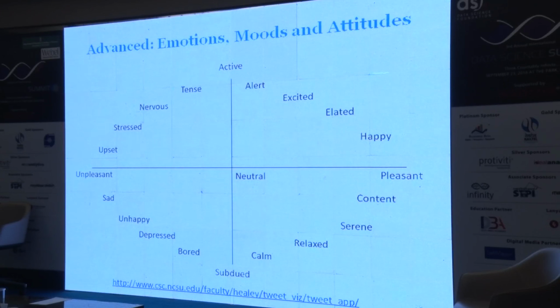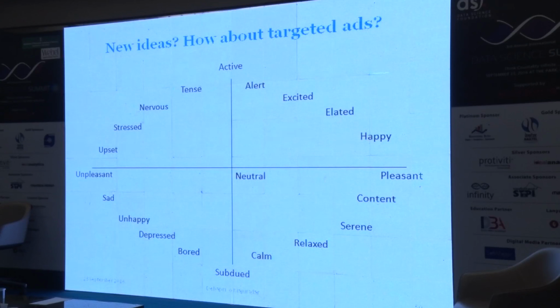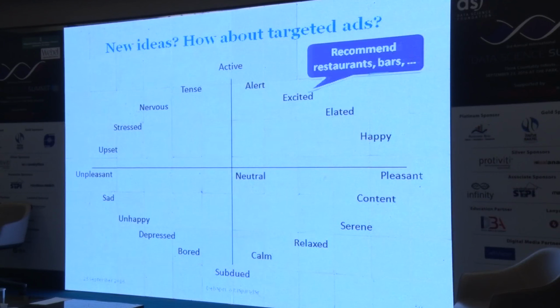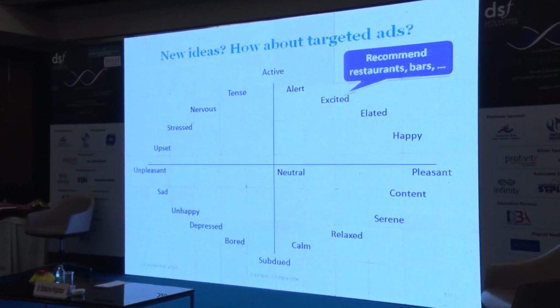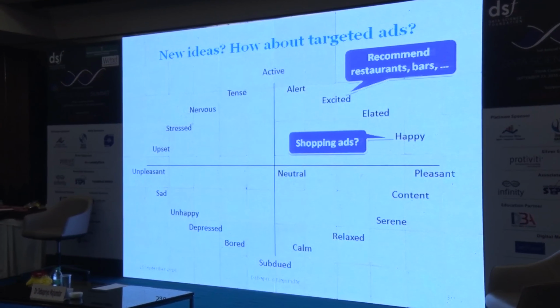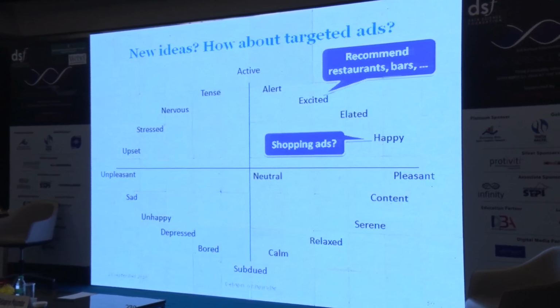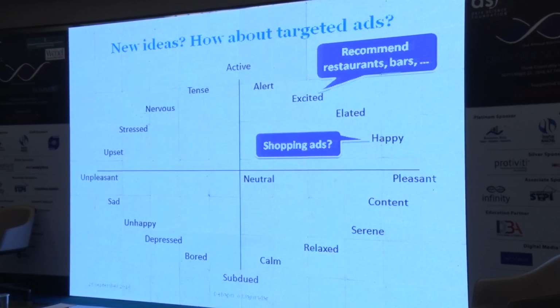So, people have actually tried to figure out sentiment or expression analysis of this level. They are work in progress, yes. But the point is, what can be the new ideas? Okay? So if we can, from whatever people are writing, figure out these states, what more can you do? Can you think about new ideas? Maybe when somebody is excited, recommend or give ads about restaurants and bars. Happy? Shopping ads. I'm just thinking, these are just random ideas.